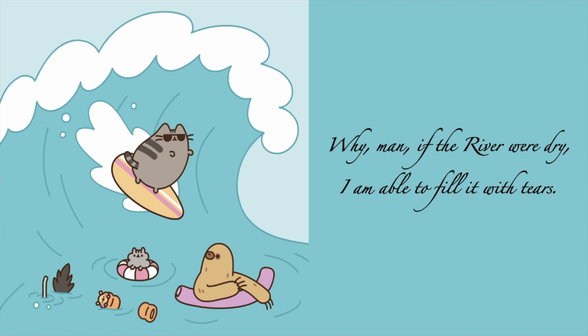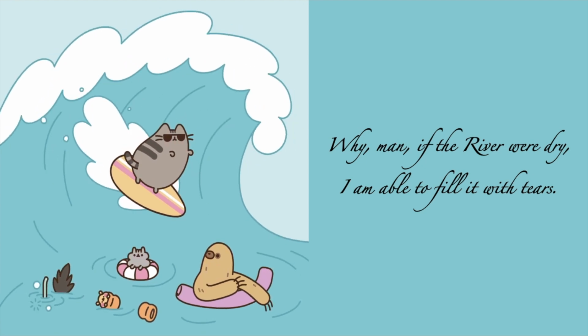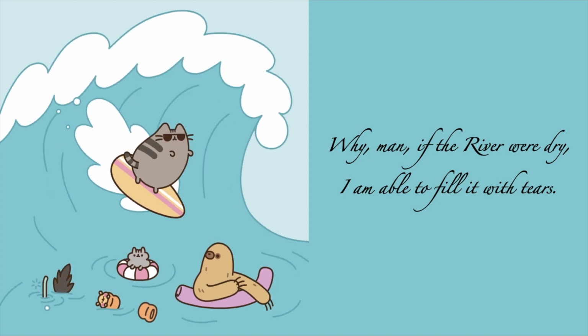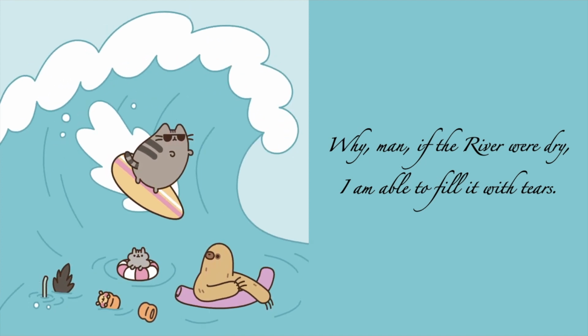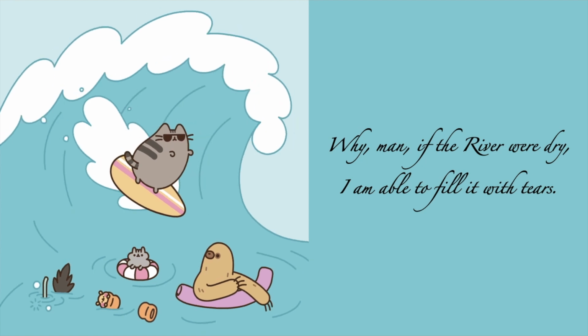I'll give you simple sentences of hyperbole before we discuss it further in the form of a poem. The first example is, why man, if the river were dry, I am able to fill it with tears. This good example of hyperbole reveals how much the poet said excessively, that is, we all know that as fast as a tear, it can never fill a river.